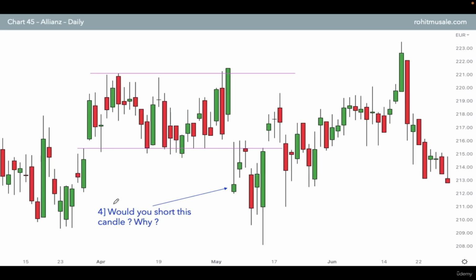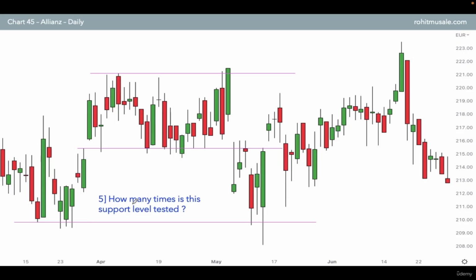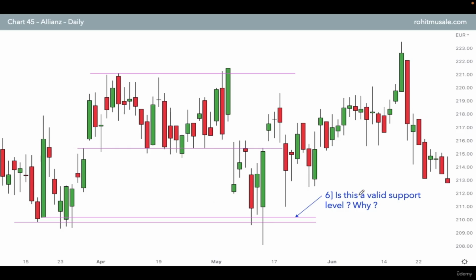Number 4, would you short this candle and why? So again the same green candle. Number 5, how many times is this support level tested? So this pink line. Number 6, is this a valid support level and why? So another pink line here. Number 7, if this had been a valid support, then on which candle would you consider buying? So again the same pink line.